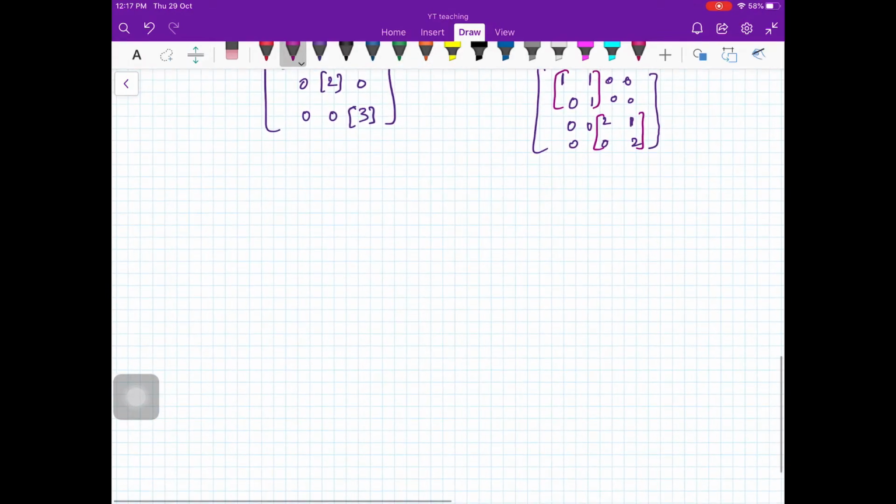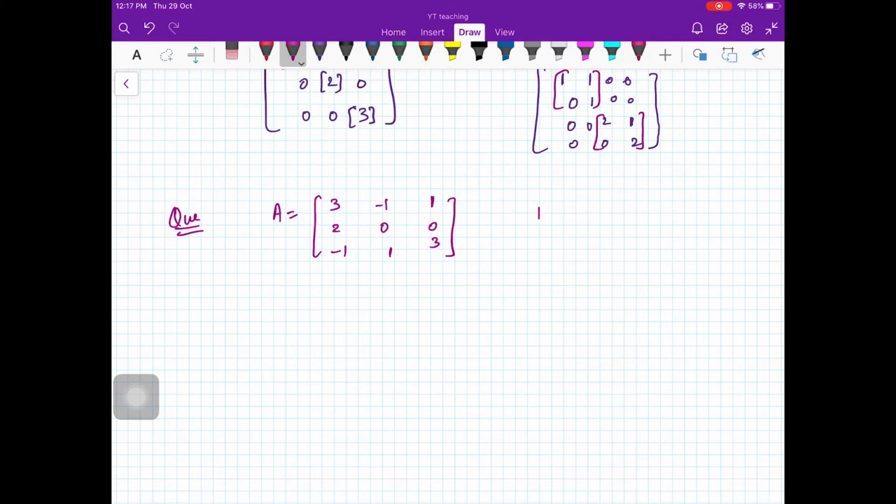So you have here a problem. The question is, you are given a matrix 3 2 minus 1, minus 1 0 1, 1 0 3, and you are working on the field of reals, and it is asked to write the corresponding triangular form if possible.